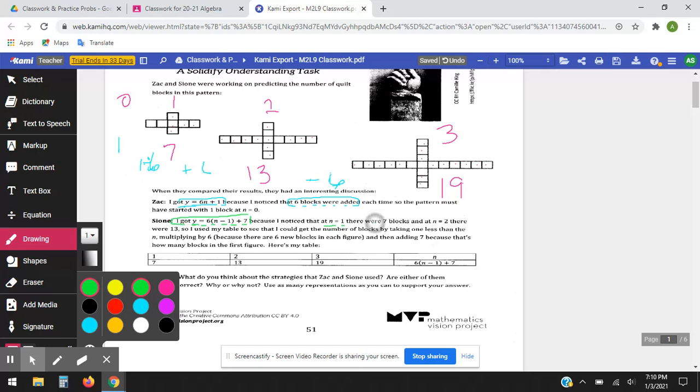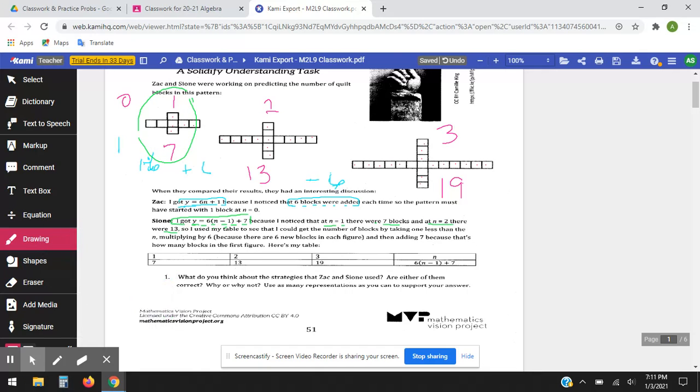Well, Sion says, I got y equals 6 times n minus 1, plus 7, because I noticed that at n equals 1, there were 7 blocks. At n equals 2, there were 13. So they used that by taking 1 less than the number of n and multiplying by 6. So because she started with the first term rather than the 0 term, we need to do the n minus 1. We started with a 7. We're multiplying by 6 each time.